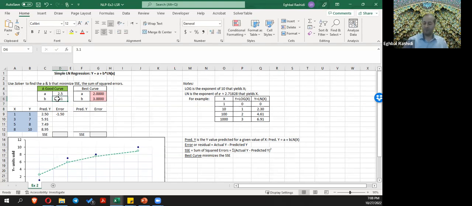Let me see here. 3.2 got better. 3.3 got better. 3.6. Very good. Right. So I'm going to start from these 2 points. Just the values.